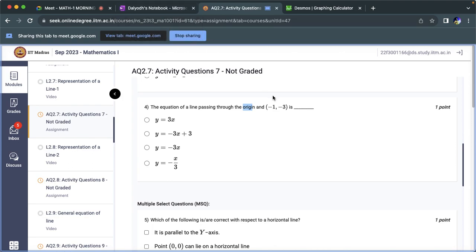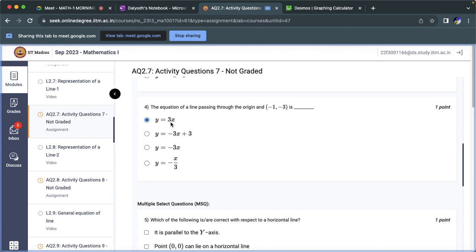Putting in the origin and the point, we get slope 3. Then we put that slope in the point slope form, the y minus y naught formula. It is a bit lengthy, but then we get y is equal to 3x. You can do that. There can be other ways also, but I used this way.